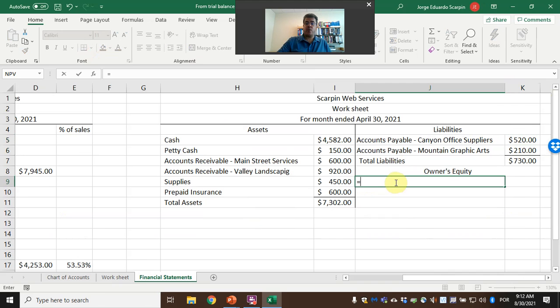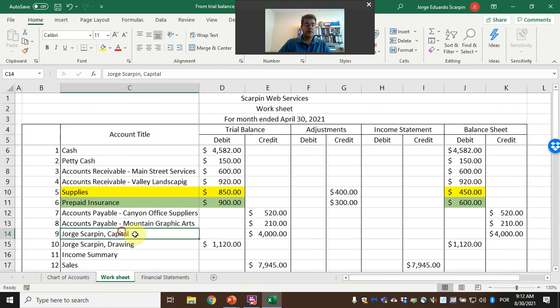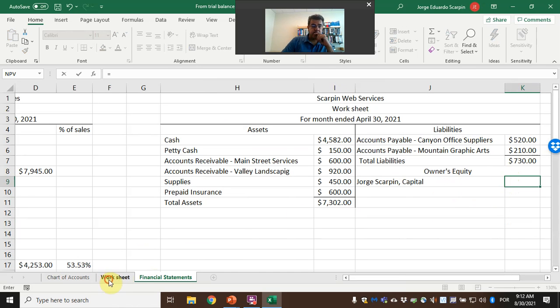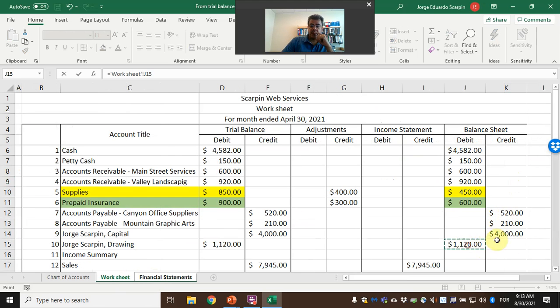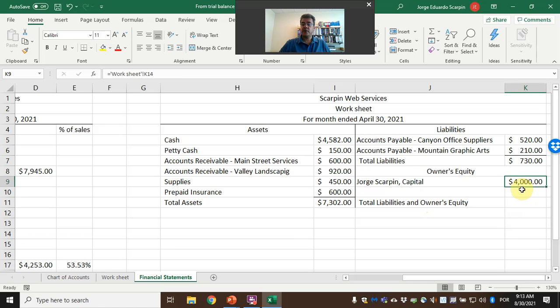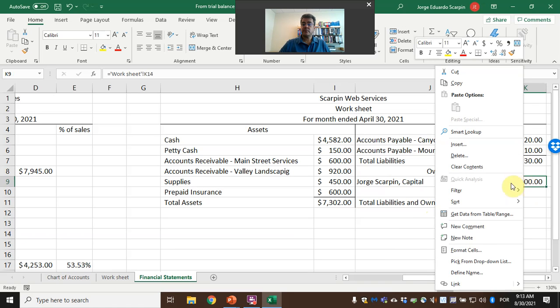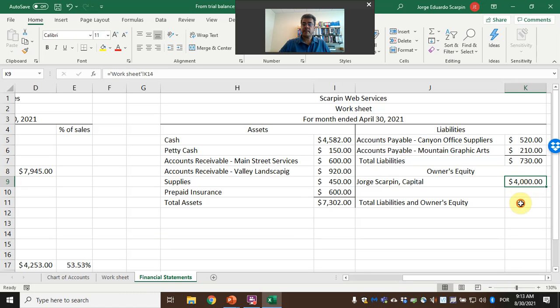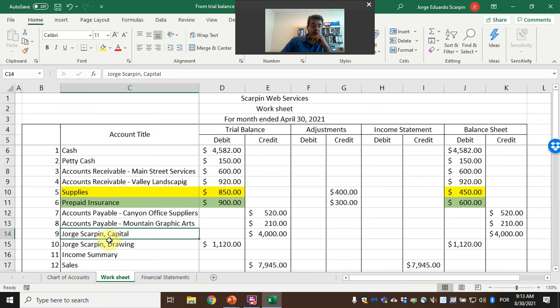And owner's equity equals Jorge Scarpin capital here. And then if we add only the 4,000, and here we have the total liabilities and owner's equity. Equal 730 plus 4, it will not match. We have a problem. We have a problem because of the drawing.